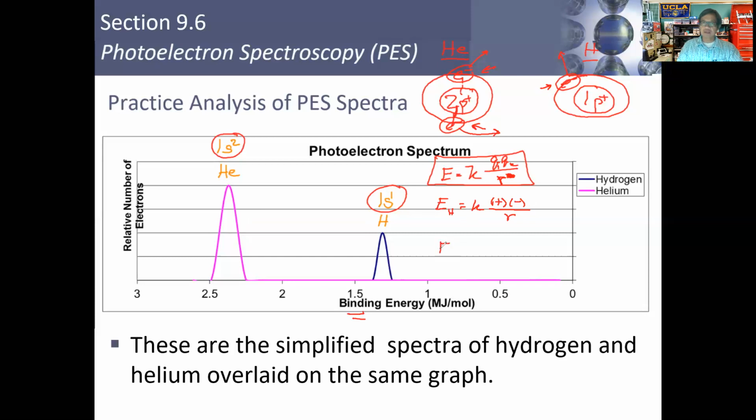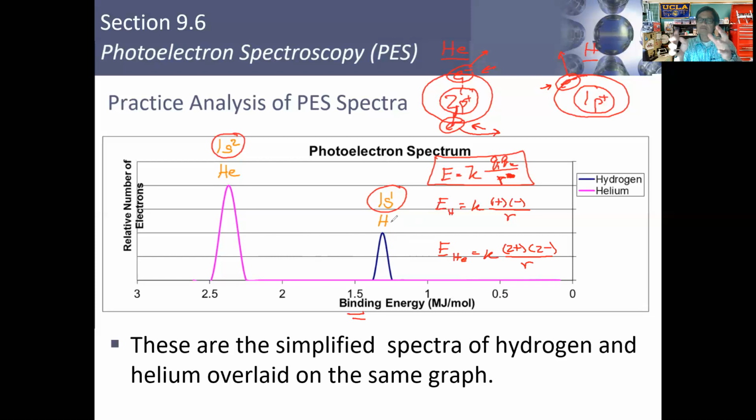Okay? So let's go ahead and take a look at the energy for helium. K is a constant. This time, though, you have 2 positives and 2 negatives. The magnitude of the charges themselves is twice as large here. And if you notice, I wouldn't correlate it directly, but the binding energy here is almost twice as large as the binding energy for hydrogen. That is how we can explain why there is a shift in the helium peak upfield as compared to the hydrogen, even though all of the electrons are in the 1s orbital.